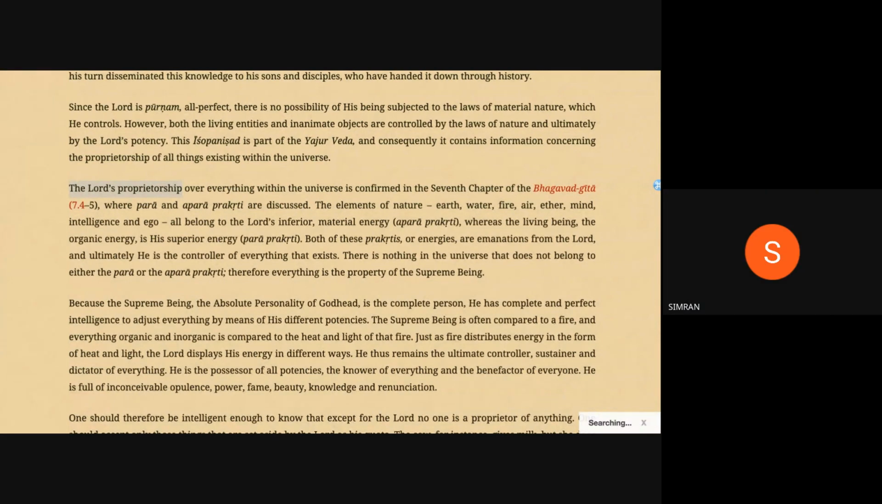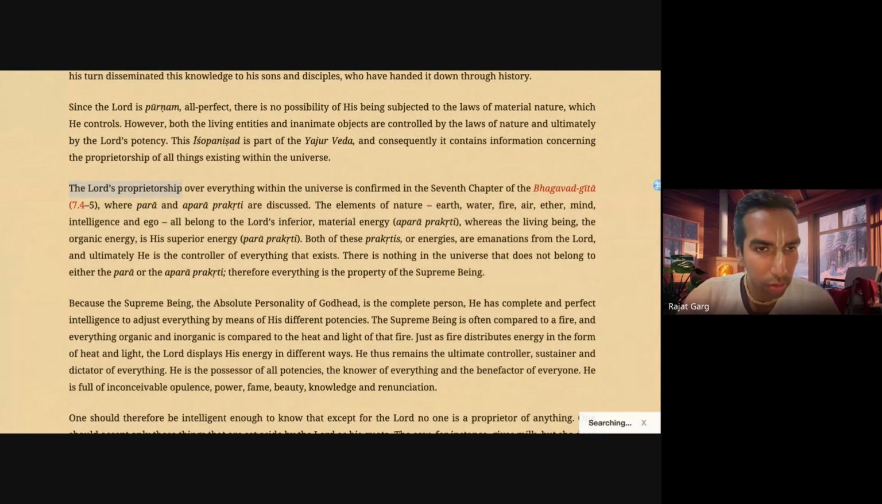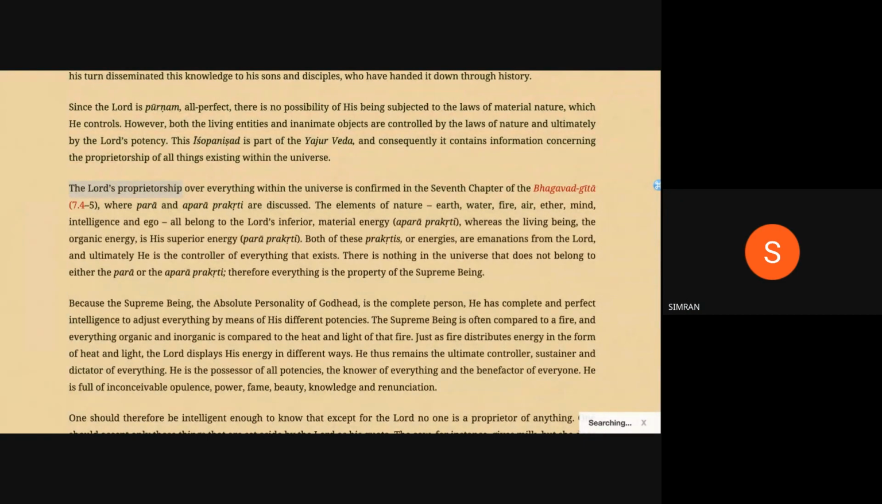Because the Supreme Being, the Absolute Personality of Godhead, is the complete person, He has complete and perfect intelligence to adjust everything by means of his different potentials. The Supreme Being is often compared to a fire, and everything organic and inorganic is compared to the heat and light of that fire. Just as fire distributes energy in the form of heat and light, the Lord displays his energies in different ways. He thus remains the ultimate controller, sustainer, and dictator of everything. He is the possessor of all potentials, the knower of everything, and the benefactor of everyone. He is full of inconceivable opulence, power, fame, beauty, knowledge, and renunciation.